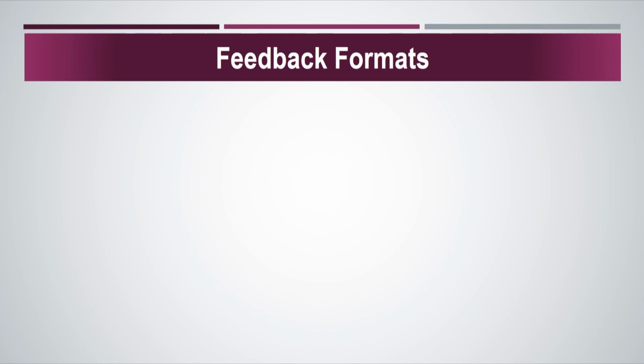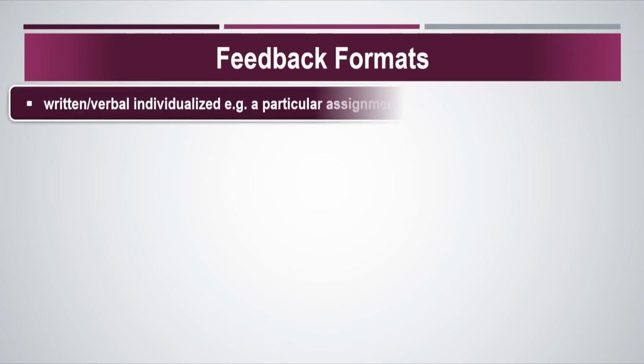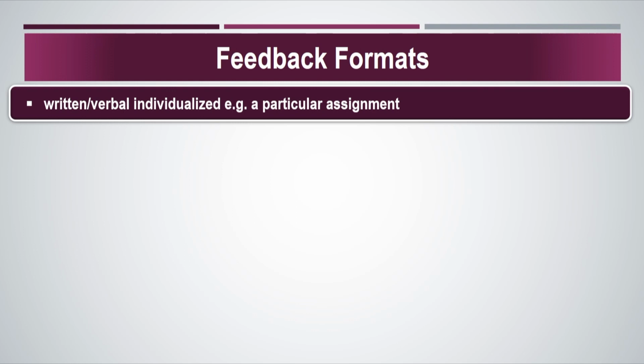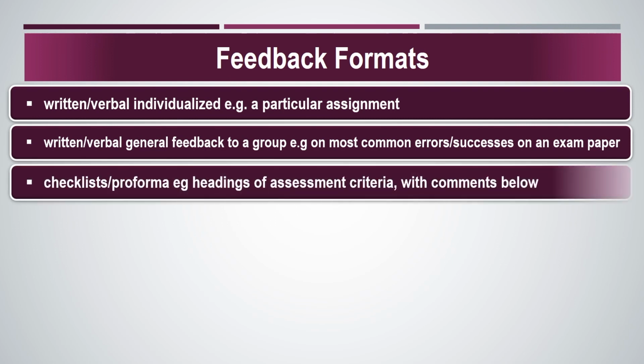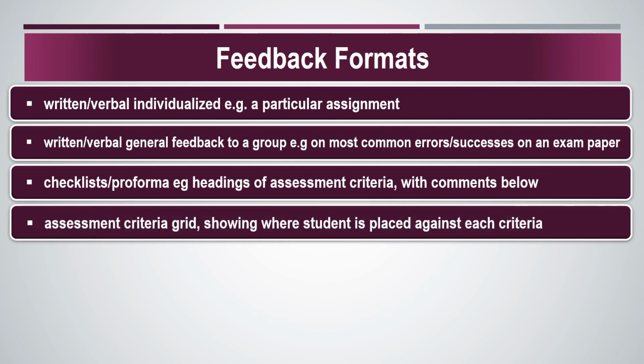Now, let's understand the feedback formats in which the feedback is given in an educational institution. The feedback can be in the form of written or verbal information for an individual. These can be in the form of an assignment on which the teacher or the feedback provider has given his comments. Then, verbal or written general feedback to a group on most common errors, successes on an exam paper, which we generally do as a teacher. Then, checklists pro forma. Example can be headings of assessment criteria with comments below of the provider. Then, assessment criteria grid showing where the student is placed against each criteria.